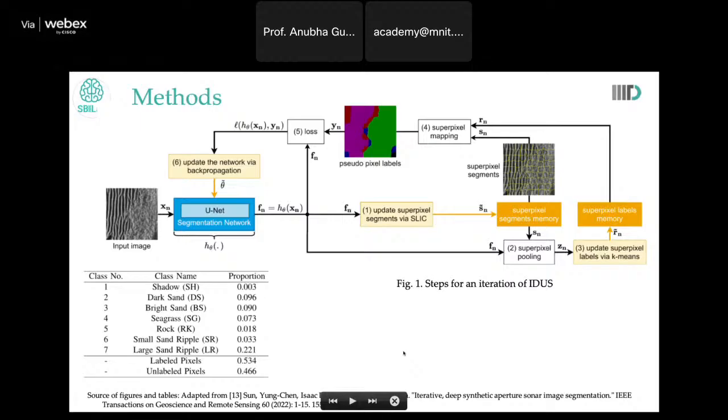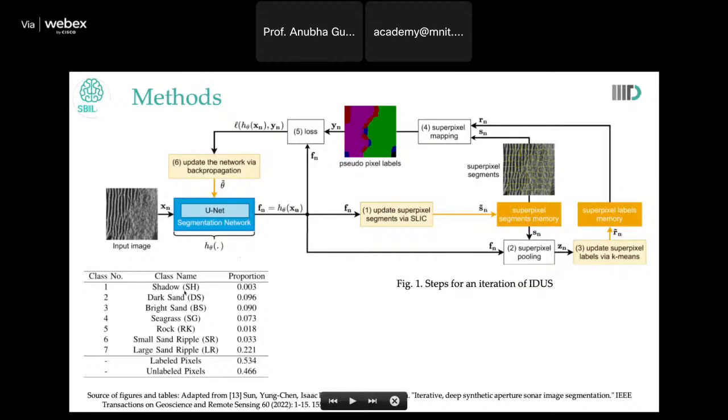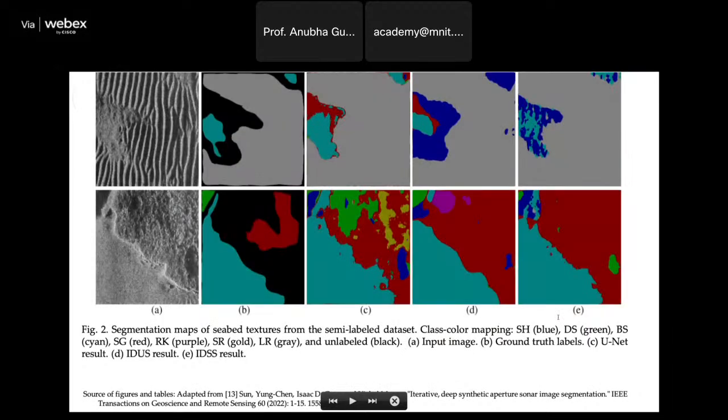So they did both segmentation as well as classification. And see, these are the segmentation maps of C-band textures from semi-labeled data. You can see the class color mapping: SH implies shadow, and dark sand, DS, is green, blue is shadow, sand, and so on.